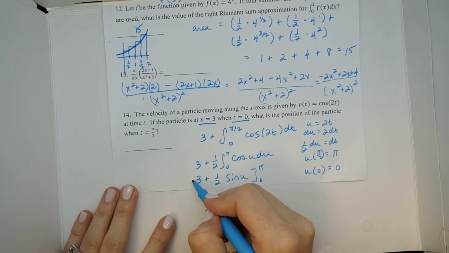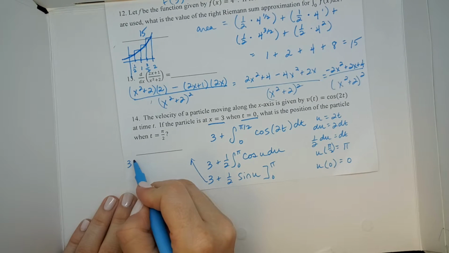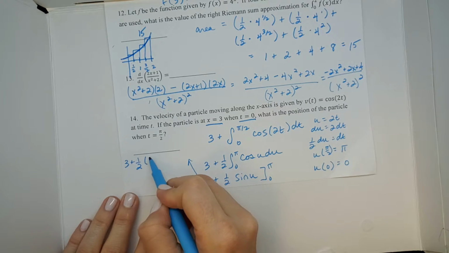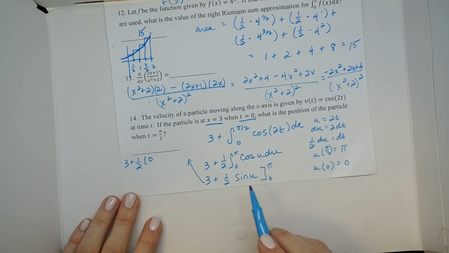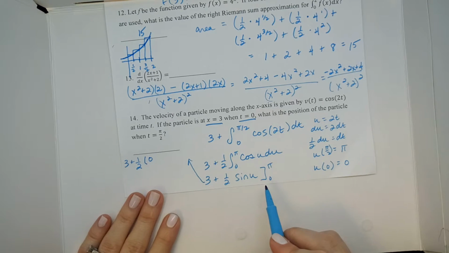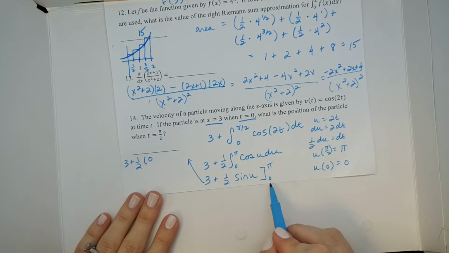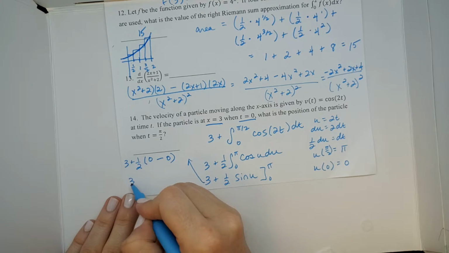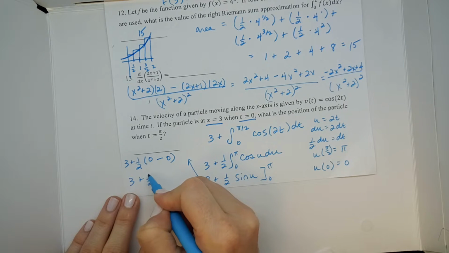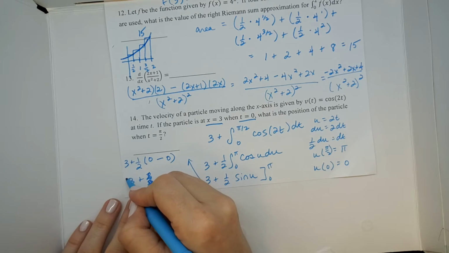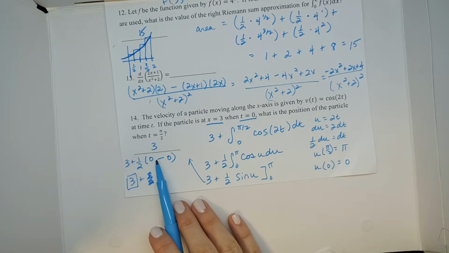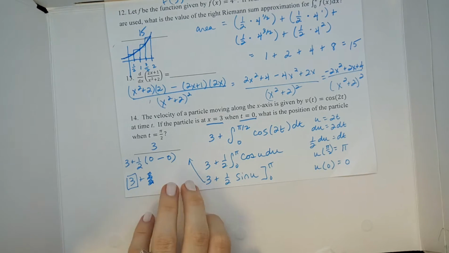Okay, so I'm going to have to go back this direction. 3 plus 1/2 sine pi. Sine pi is 0. And then minus sine 0, which is also 0. And so we have 3 plus 1/2 times 0, which is just 0. So just 3 is our answer. Again, 1/2 times 0 is 0, plus 3 is 3. And you're done.